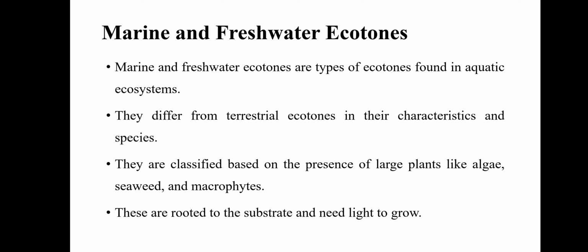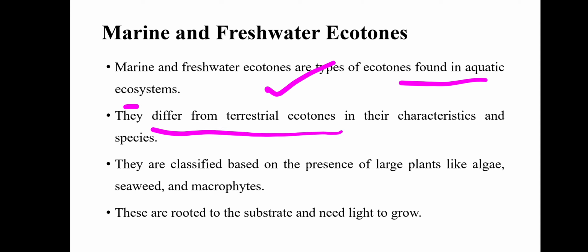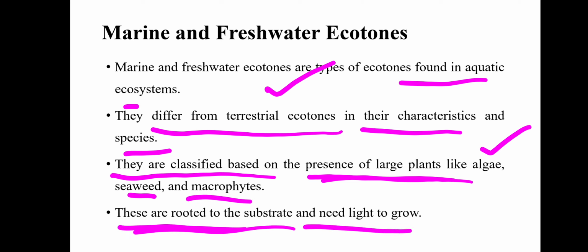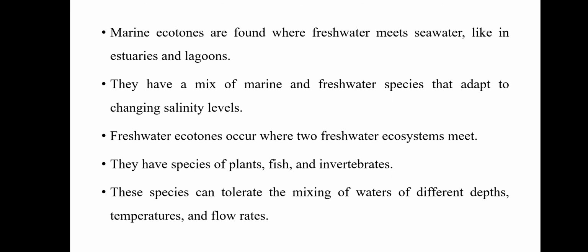Then one of the examples of it is marine ecotone and freshwater ecotone. Marine and freshwater ecotones are types of ecotones found in aquatic ecosystem. They differ from terrestrial ecotones in their characteristics as well as species composition. They are classified based on the presence of large plants like algae, seaweed and macrophytes. These are rooted to substrate and need light to grow.